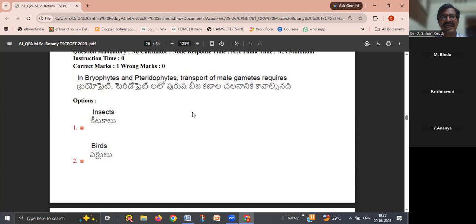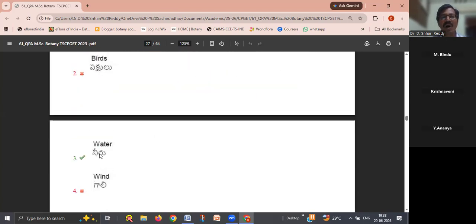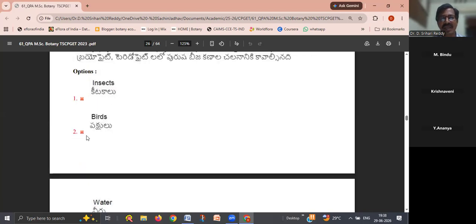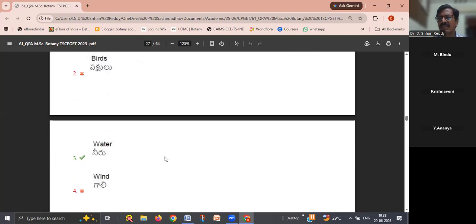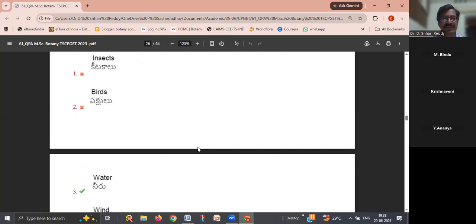Then only they can reach the archegonium. The male gametes or antherozoids which are released from the antheridia reach the archegonium with the help of moisture in the atmosphere. So what do they require for the transport of the male gametes? They require water in the form of moisture. So that is the right answer. Not insects, not birds, not wind. In the case of bryophytes and lower pteridophytes, they require water or moisture for the transport of the male gametes or antherozoids.